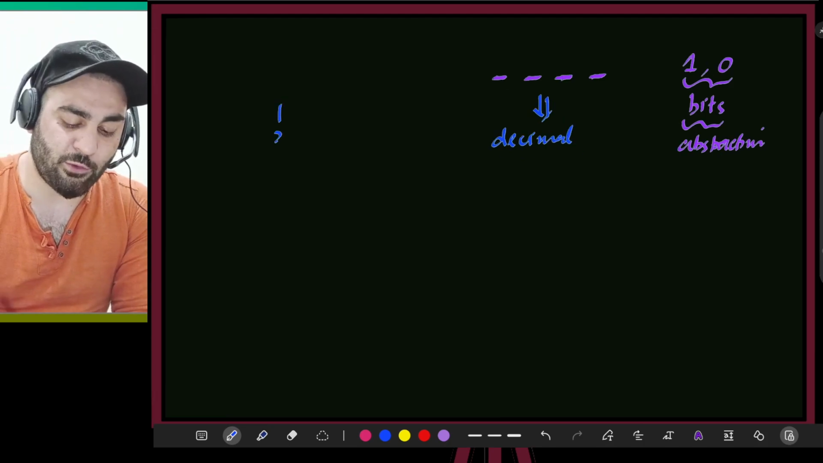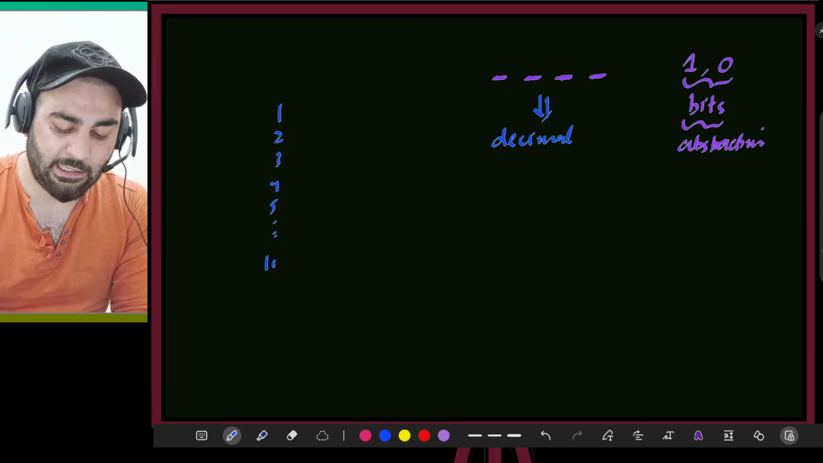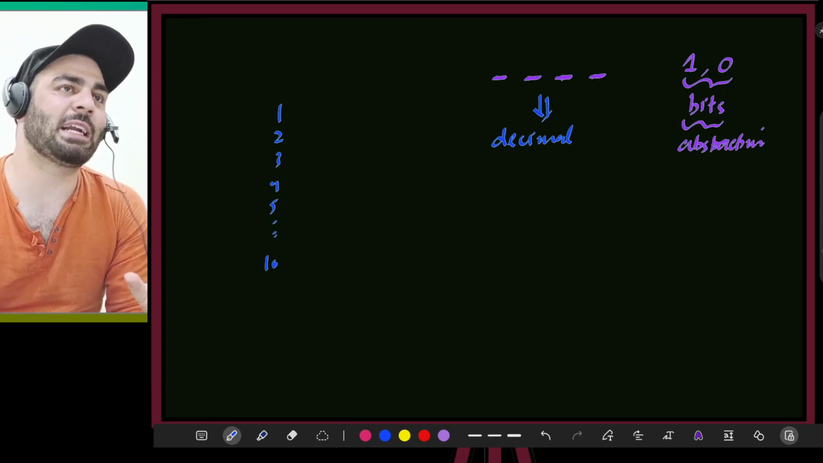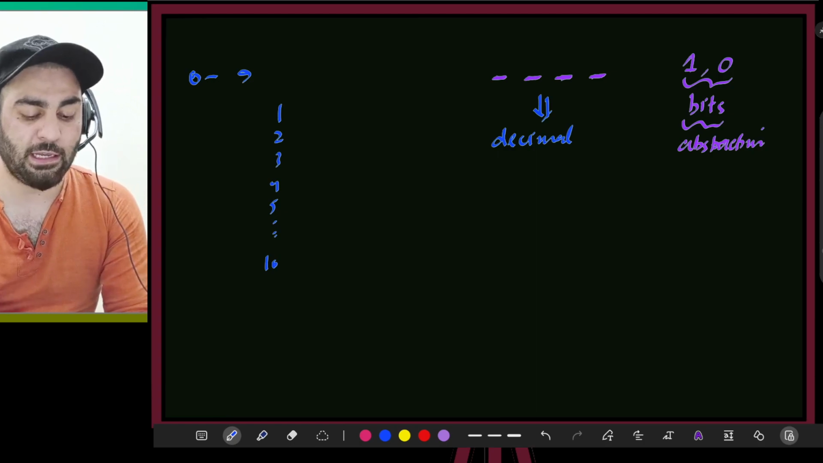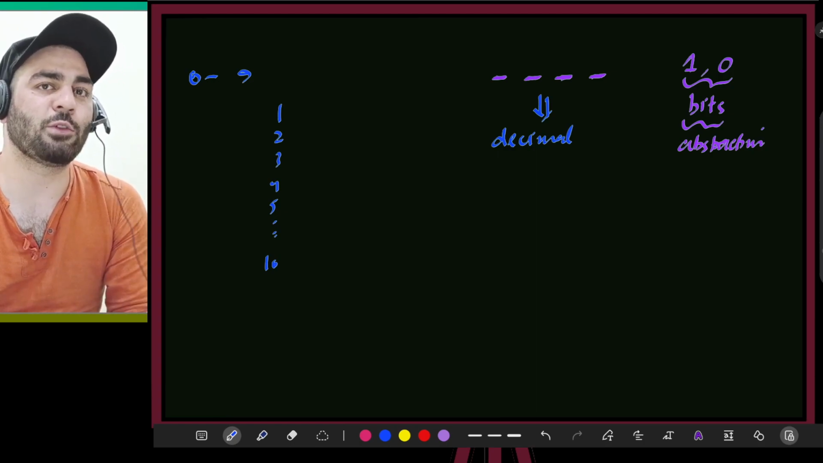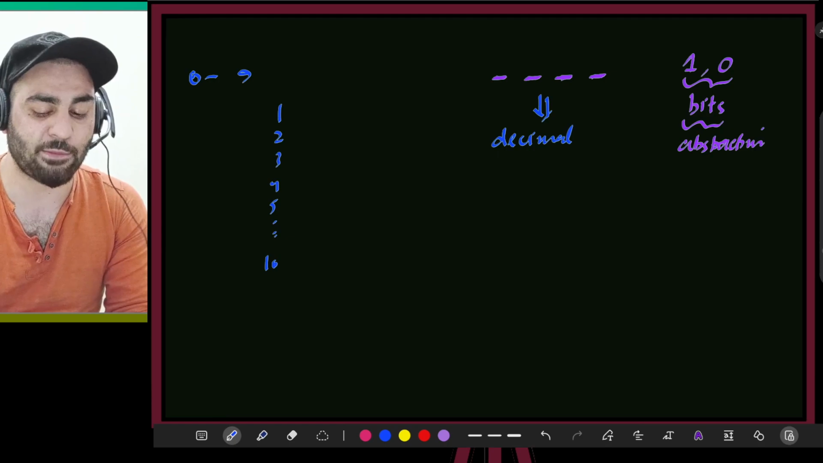We understand 1, 2, 3, 4, 5, 6 till 10. Actually, this system is called decimal. Why? Because there are 10 symbols in here. So we have 0 to 9 symbols, and we use these symbols in order to count, or in order to represent anything. Number systems are just representations.